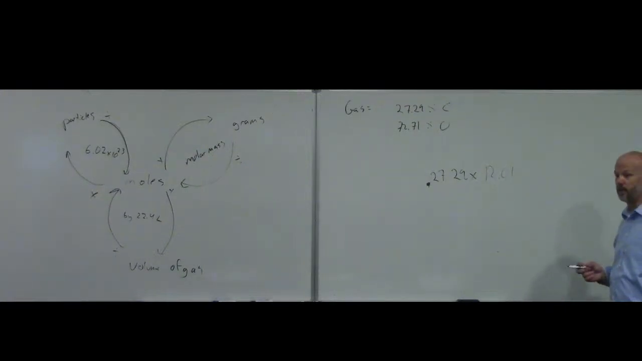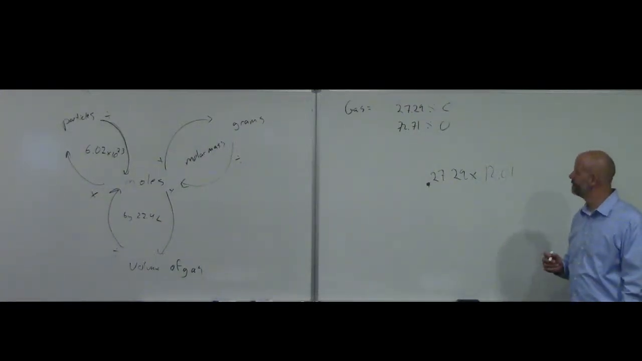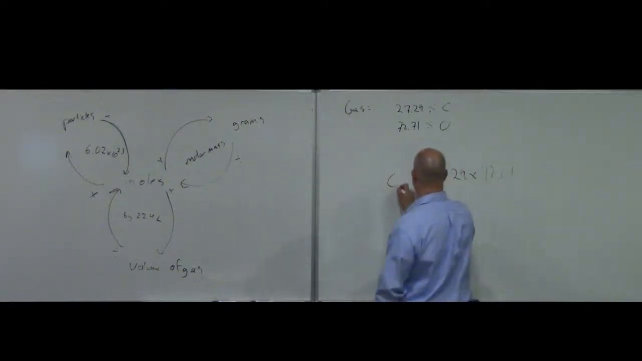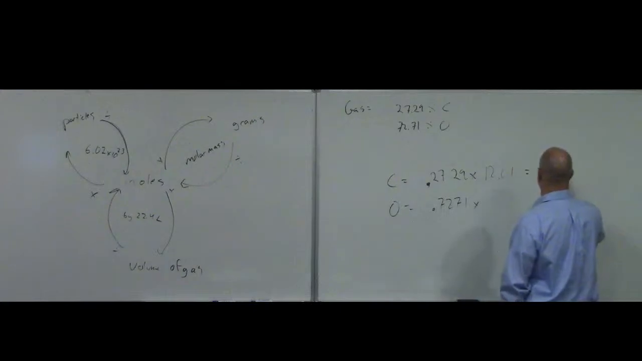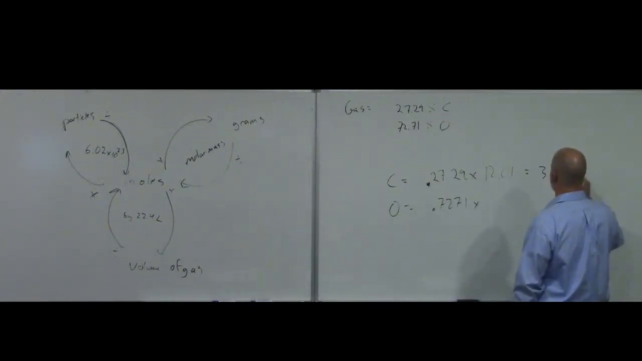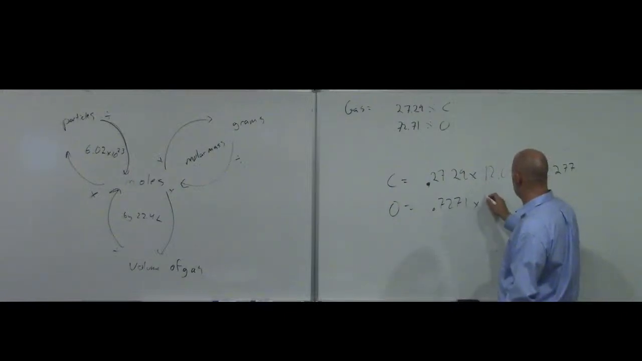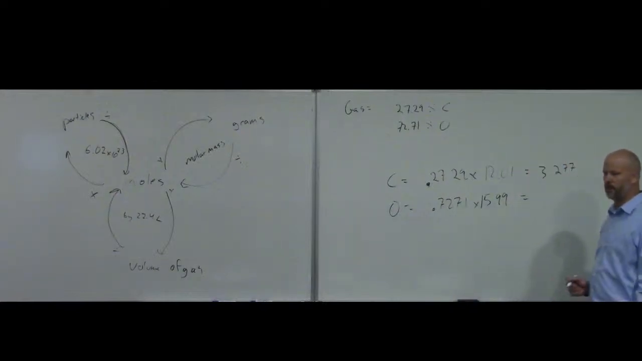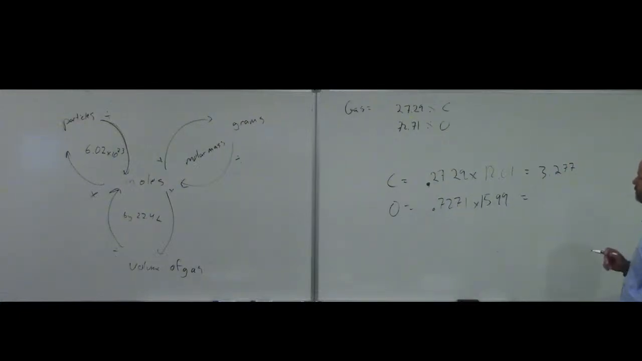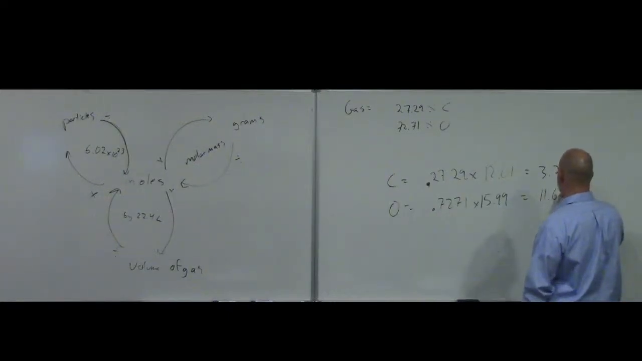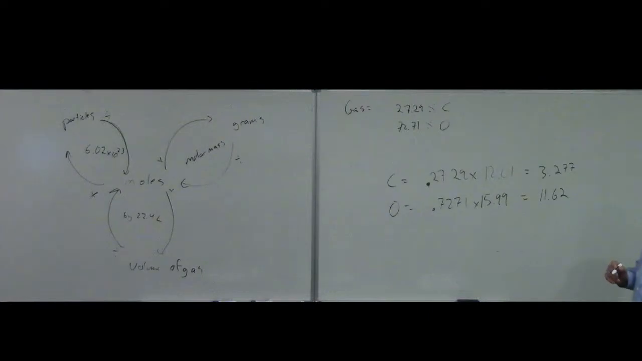It's going to be a long day if we're not doing this. That's what we're here for. I got 3.277. Yeah. Okay. And then how about for oxygen here? 15.999. So what do you get for the number? 11.62. Okay. Anybody else have that? Yes. Okay.